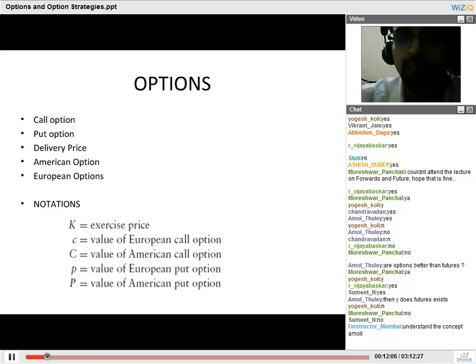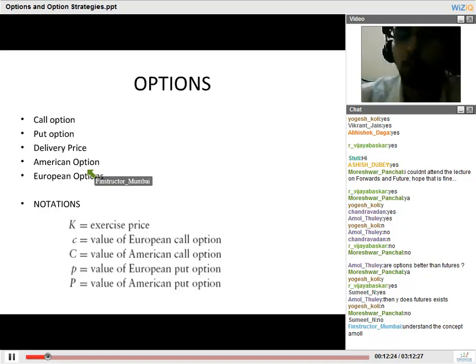Delivery price is the price at which the buying or selling will happen. In the example that we discussed, the delivery price was 1,000 rupees. It is also called the exercise price, as noted in the notations below.